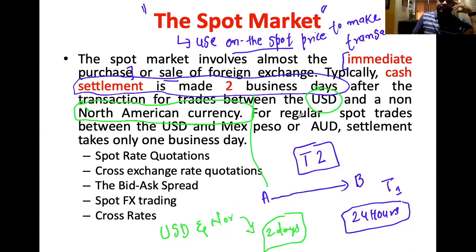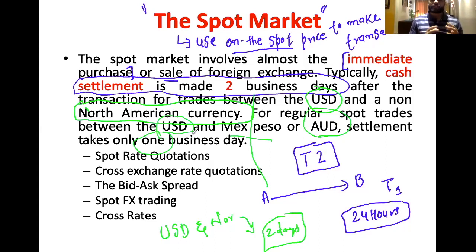If transactions are between USD and North American currencies, could be the Mexican peso or AUD, Australian dollars, all right, that will take one business day. It will be faster if it's North American. Maybe they have a contract or territories to decide which countries' currencies. Actually, it depends. Sometimes it's not strictly only North American currencies.